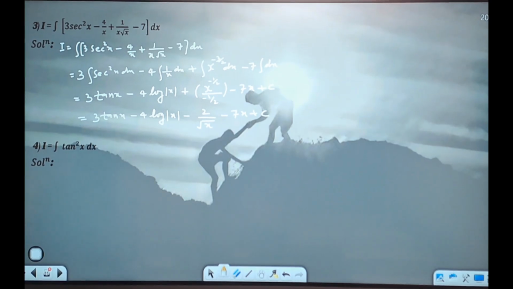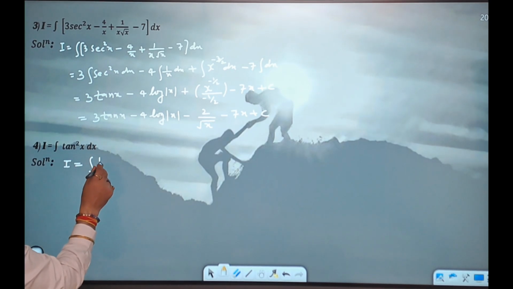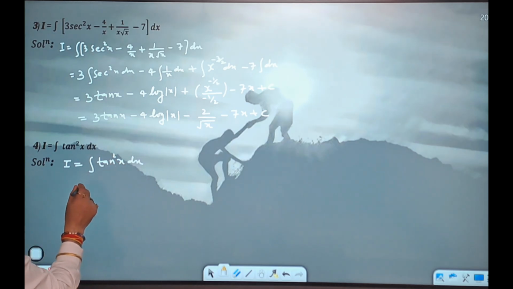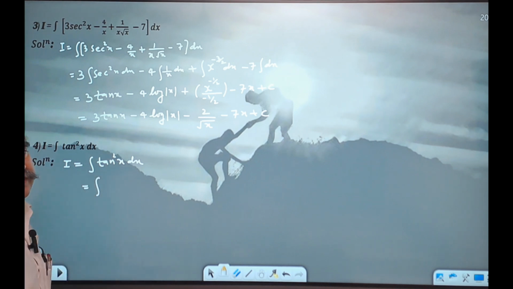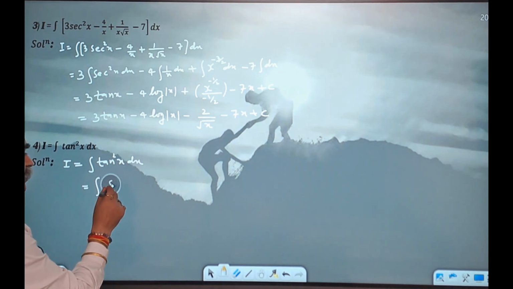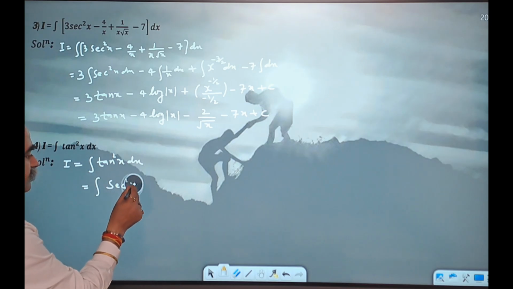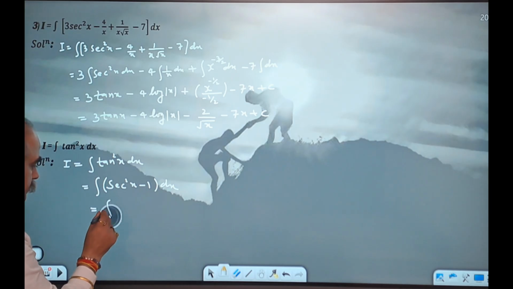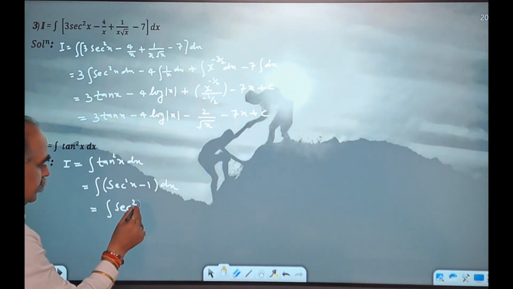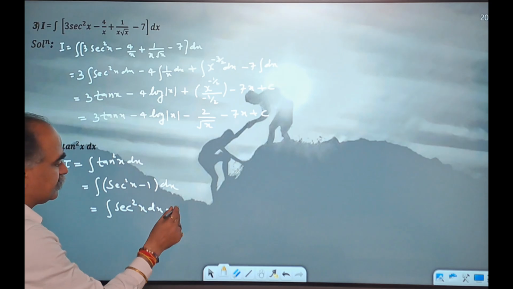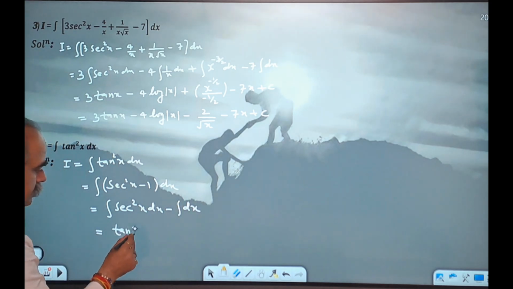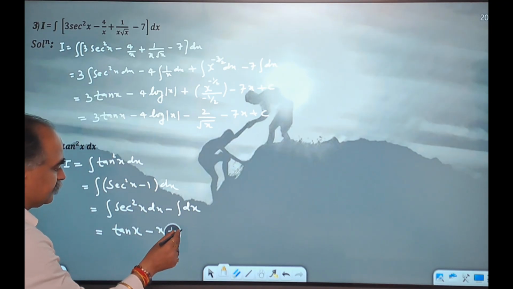We have to find integral tan square. Whenever we have to find integral tan square or cot square, we have to convert it into sec square form. Tan square is sec square x minus 1 dx. Integral sec square x dx minus integral dx is tan x minus x plus c.